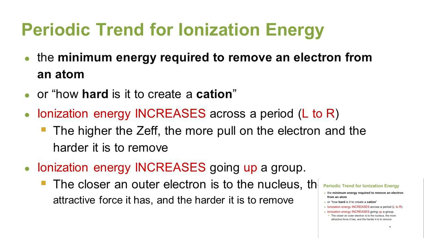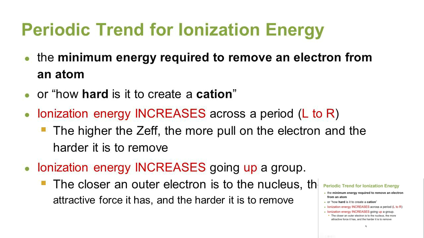So if it's very hard, it's going to take a lot of energy and have a high ionization energy. And it turns out the ionization energy increases going from left to right across the period. And again, it's because as we go from left to right, I'm getting a higher core charge. That core charge is holding those valence electrons in tighter, and they're harder to remove.